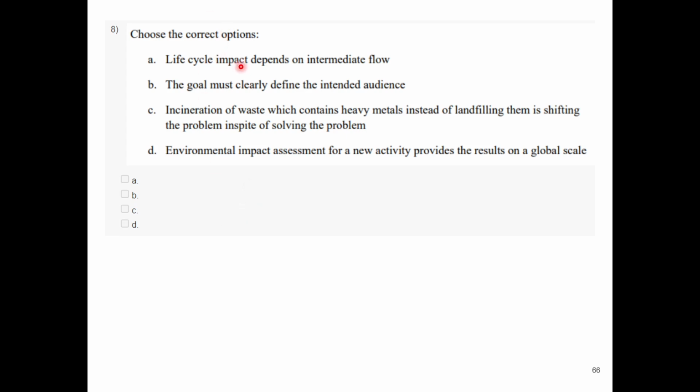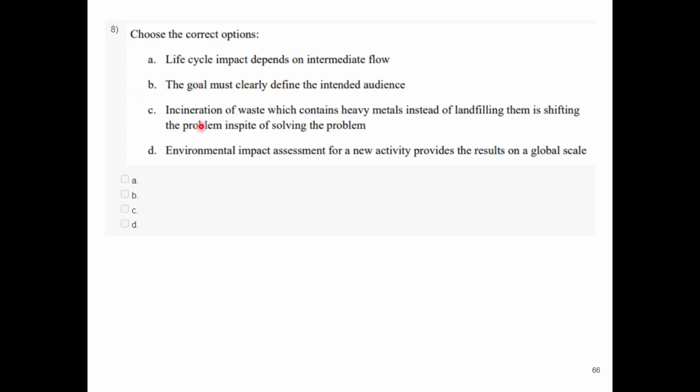So life cycle impact depends on elementary flow, so inflow and outflow of elements, not intermediate flow, because that is a flow between the unit processes itself. So A is incorrect. B, the goal must clearly define the intended audience, so that is correct. For different audiences, the interpretations will be different. So the goal should define the intended audience.